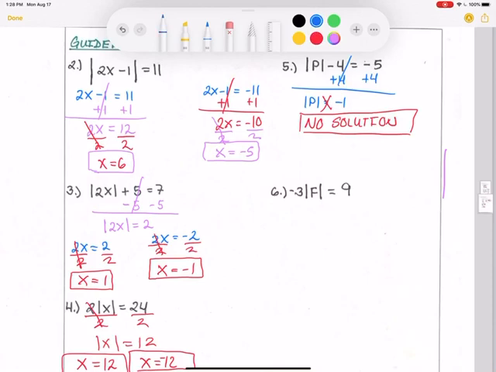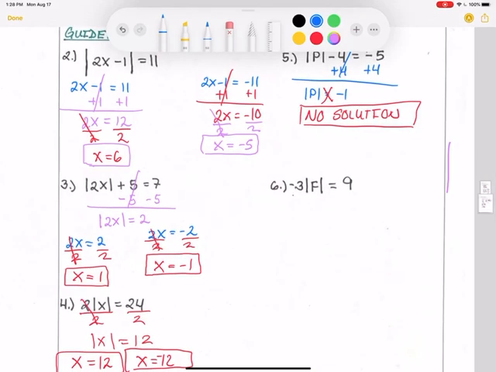In example 6, I have negative 3 times the absolute value of f is equal to 9. I need to move the negative 3, and I'm going to do that by dividing both sides by negative 3. And I have the absolute value of f is equal to negative 3. Again, an absolute value can never be equal to a negative number, so this is also going to leave us with no solution.